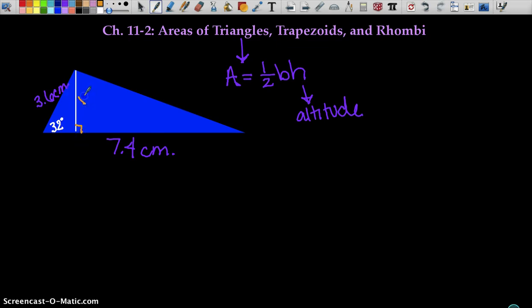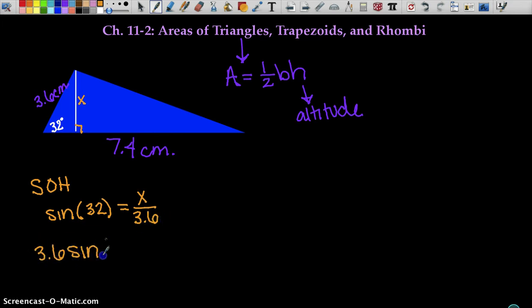So if we're looking for our height, we have the opposite side and then the hypotenuse, which means we're using sine. So sine of 32 equals opposite divided by the hypotenuse. So multiply both sides by your 3.6 to get 3.6 times the sine of 32, and that will give you your height. So let me just do that real quick, times the sine of 32, and we get x is about 1.91.